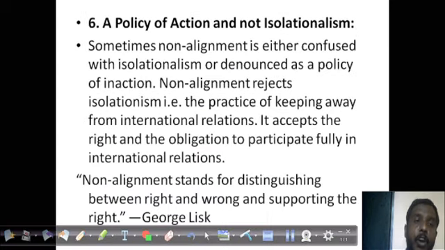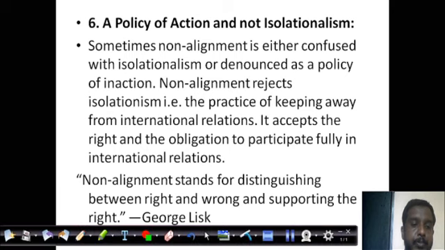A policy of action and not isolationism. This is a very prominent thing. If, let's say, two of your friends are fighting each other, you can take a policy of isolationism. You can sit beside and take a stand that let them fight, I am not going to interfere in that, I am isolated from that. Do you think that is good? No. Your duty is to intervene and make sure that they don't fight.